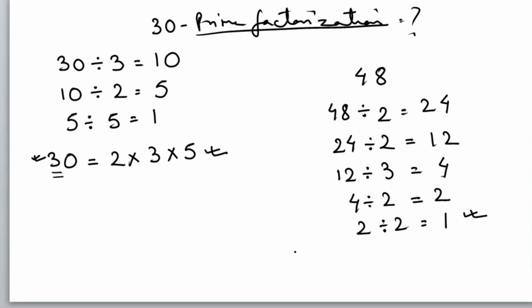So what is the prime factorization of 48? It will be 2. We have to see how many times we divide with 2: 1, 2, 3, 4. It means 4 times we have to write 2: 2 times 2 times 2 times 2. 4 twos come here. Then that's the 3. So the prime factorization of 48 is 2 times 2 times 2 times 2 times 3. Understand?